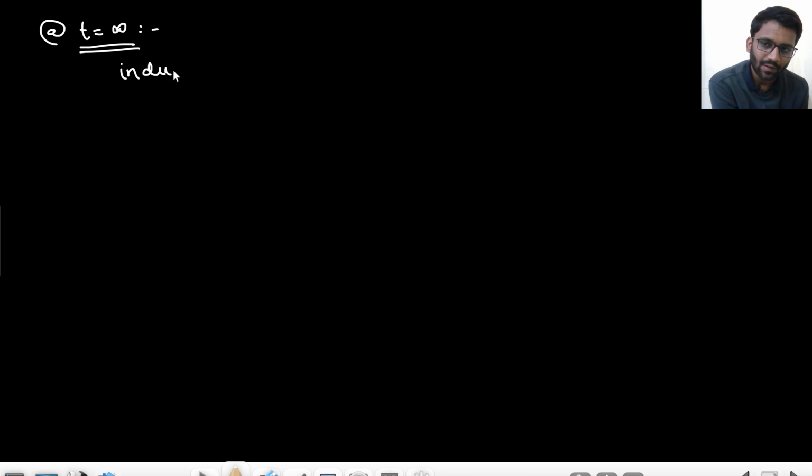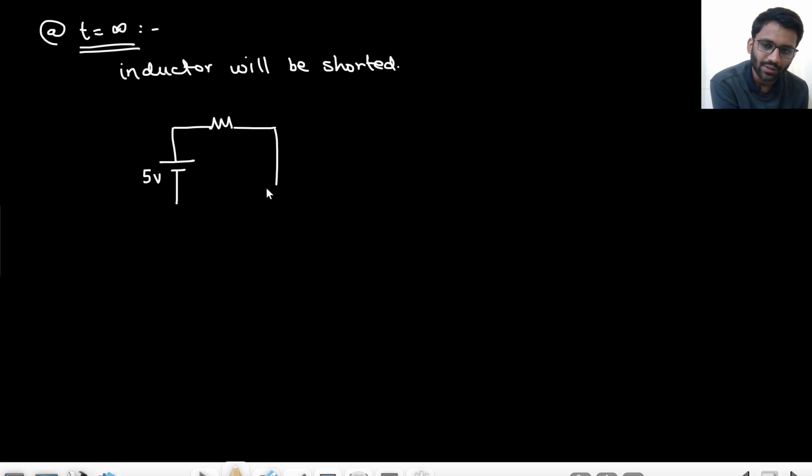Now what will happen at t equals to infinity? At t equals to infinity, what will happen? The inductor will be shorted. The inductor will be shorted. So at t equals to infinity, this will purely be 5 volt. This is a resistor R. The inductor will be shorted.